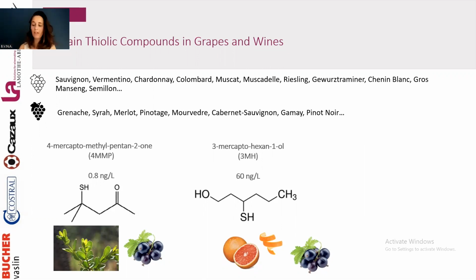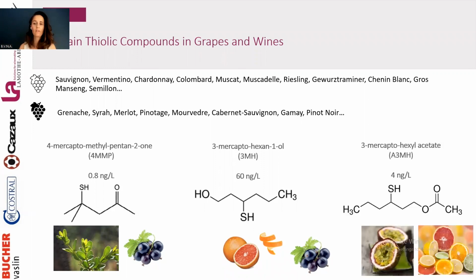The last compound I will be talking about during the presentation is actually the acetate of the 3-MH. So once the 3-MH is formed, the yeast can transform it into an acetate, as the yeast produces esters and acetates. And we are talking here about the 3-mercaptohexyl acetate, or 3-MH acetate.